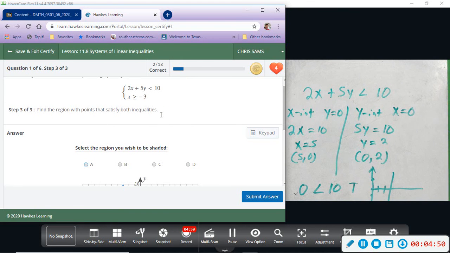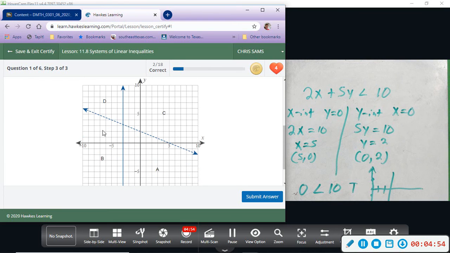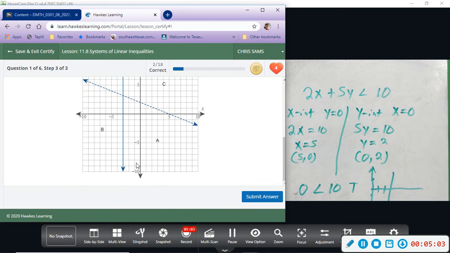Alright, now step 3 wants us to find points that satisfy both. One we were shading to the right, and then we were shading down. So the section that's going to overlap is this section A here.